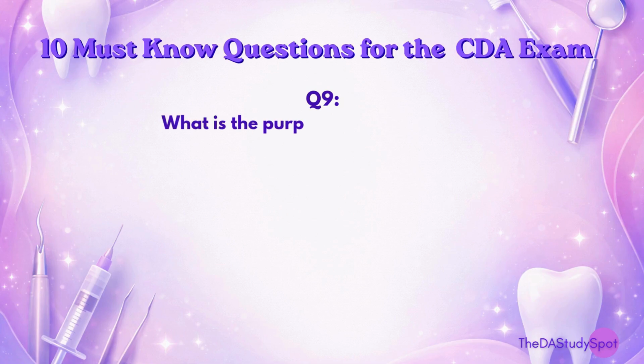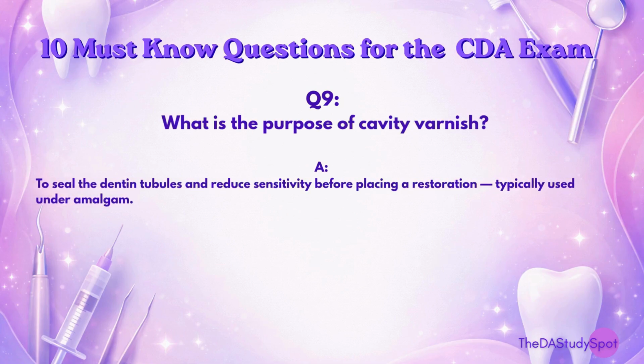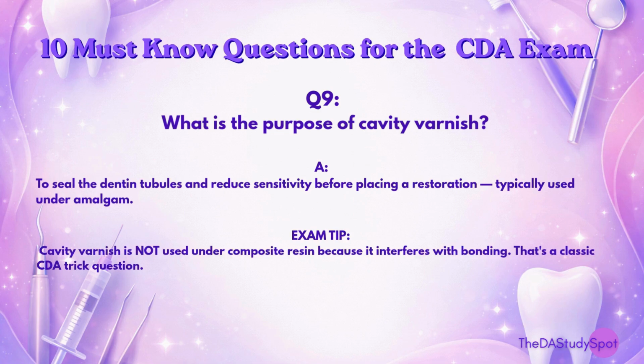Question 9. What is the purpose of cavity varnish? The answer, to seal the dentin tubules and reduce sensitivity before placing a restoration, typically used under amalgam. Exam tip. Cavity varnish is not used under composite resin because it interferes with bonding. That's a classic CDA trick question.